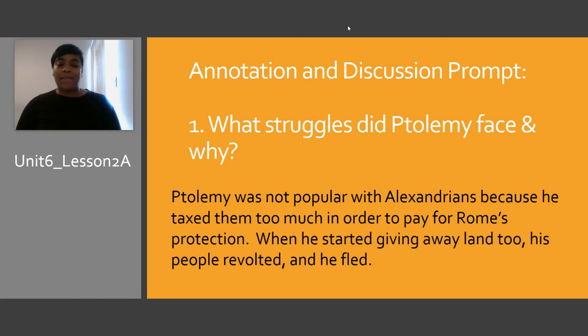Ptolemy was not popular with the Alexandrians because he taxed them too much in order to pay for Rome's protection. When he started giving away land too, his people revolted and they fled. Scholars, make sure that you have parts of this information on your paper. Also, make sure you've identified some evidence for that.